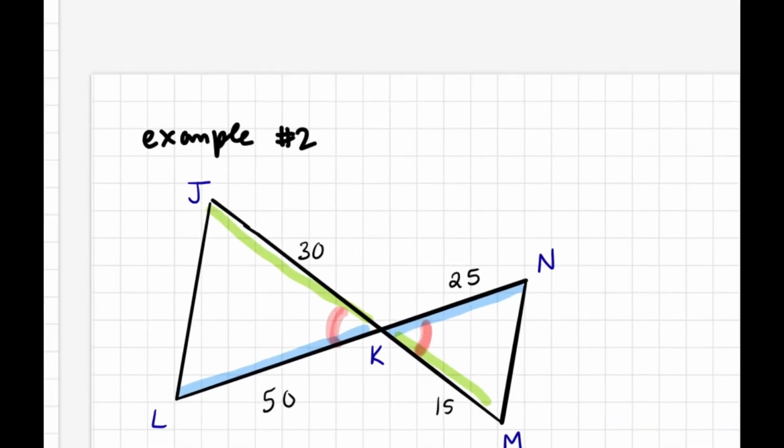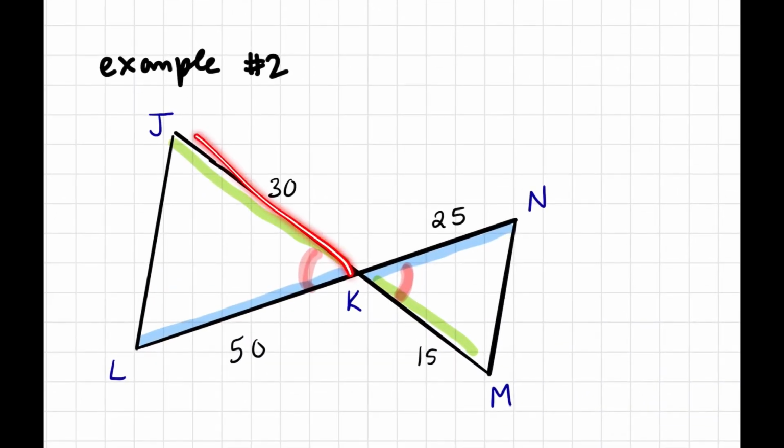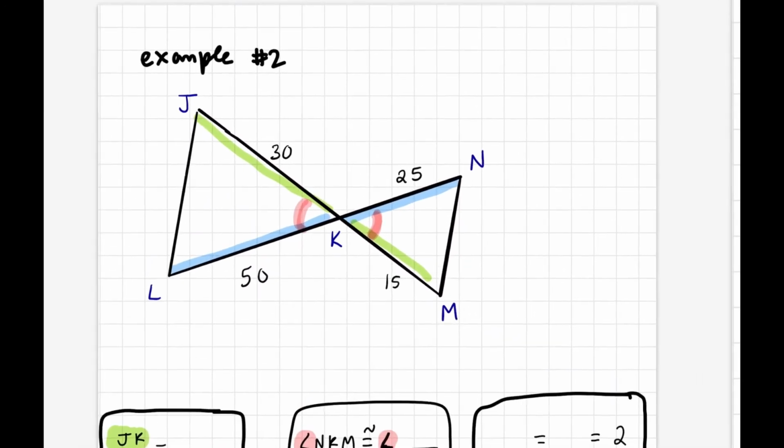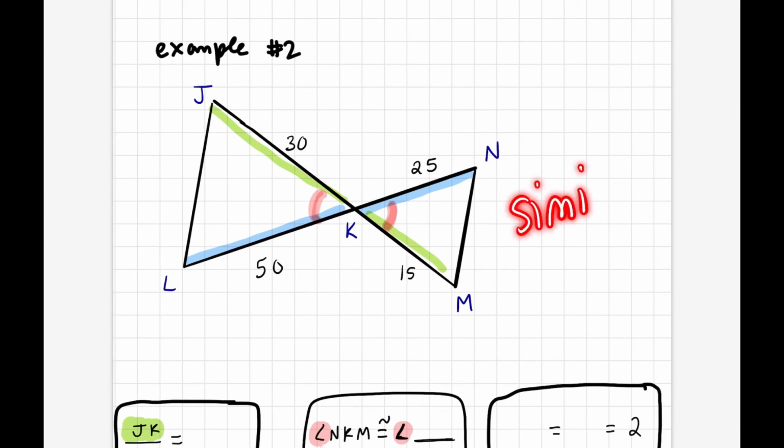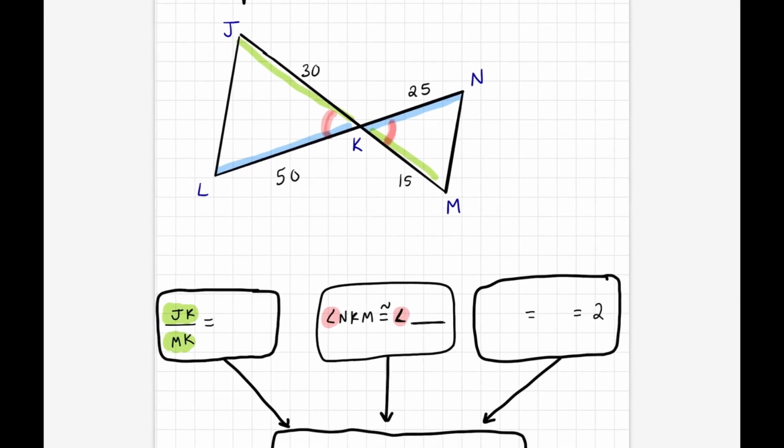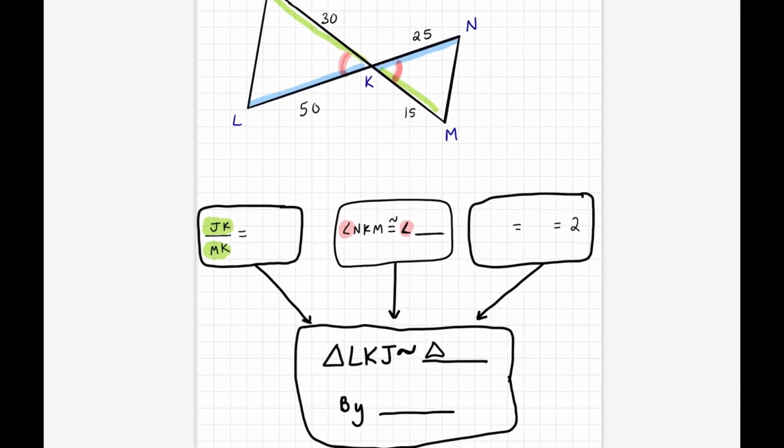All right, so this example, I've got this nice bow tie picture, but it is two triangles. And we're going to try to figure out if these two triangles are similar. So are they similar? And we're going to be trying to justify and show this with a flowchart. All right, so this one's partially filled in. We're just going to fill in the rest of it.